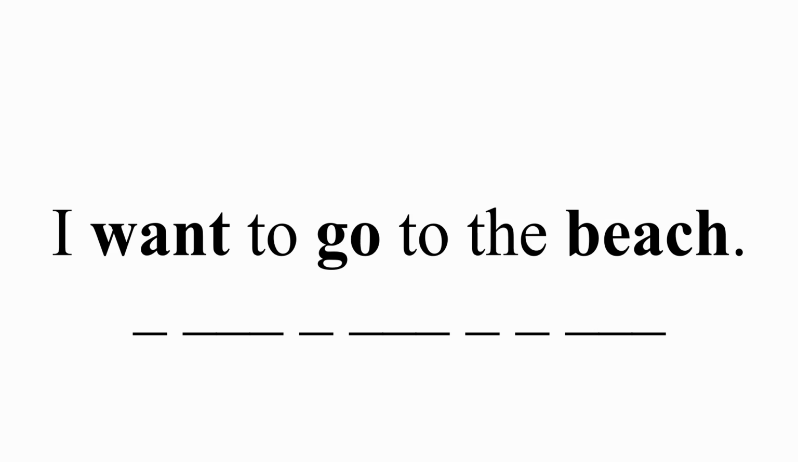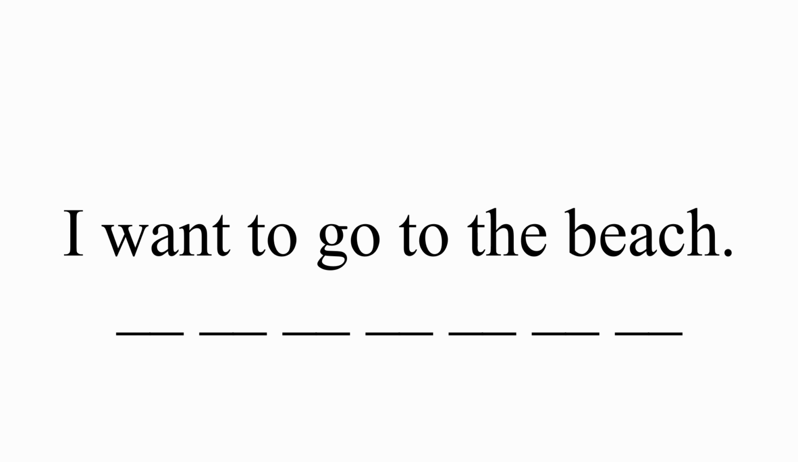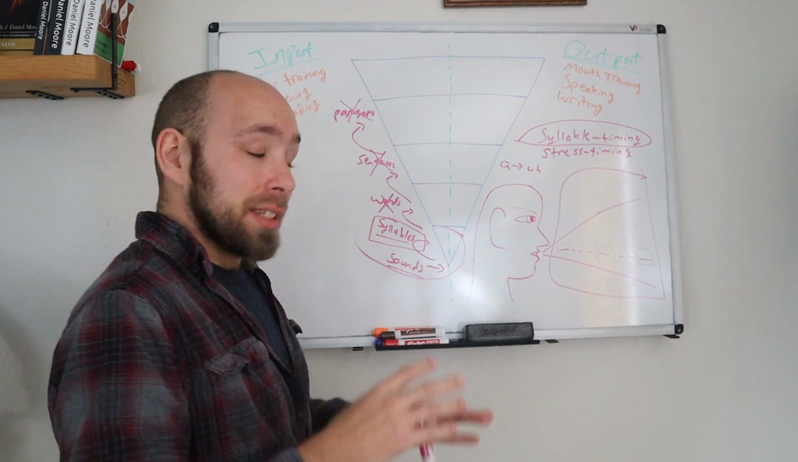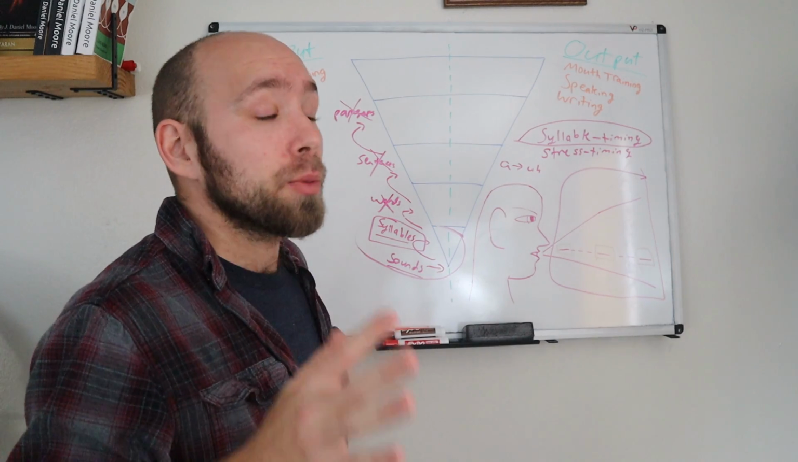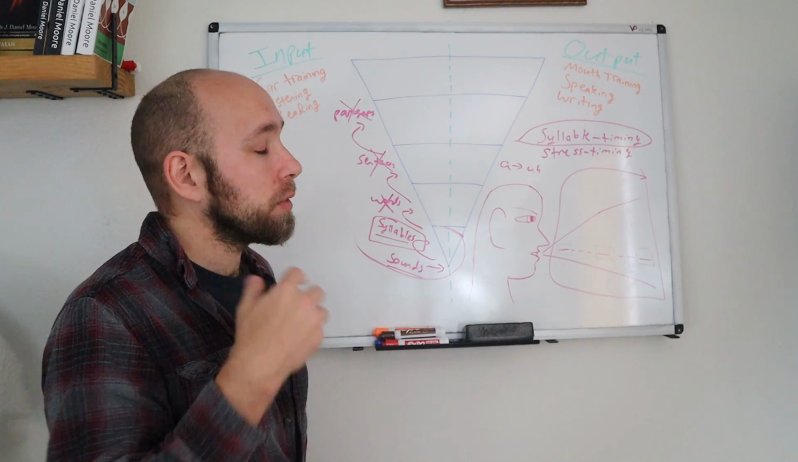In English, I want to go to the beach. I want to go to the beach. Not, I want to go to the beach. Okay? So it's subtle. It can be very, very subtle sometimes, and that is part of the problem. Okay? You have to develop an ear for this.